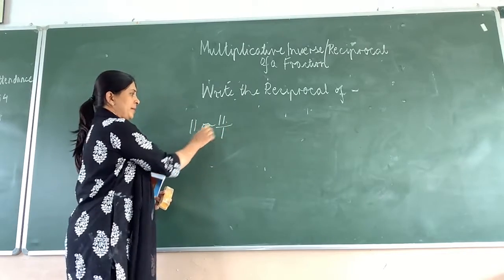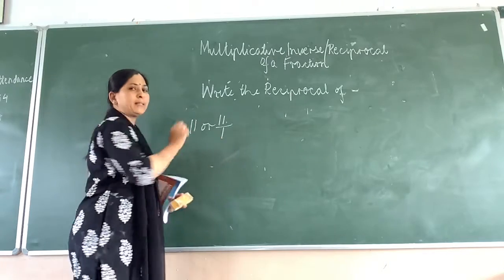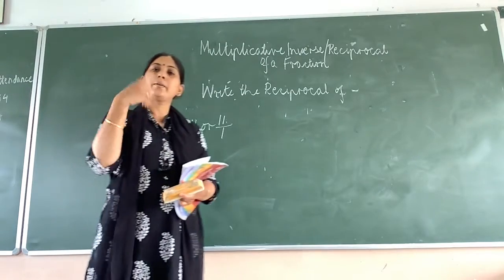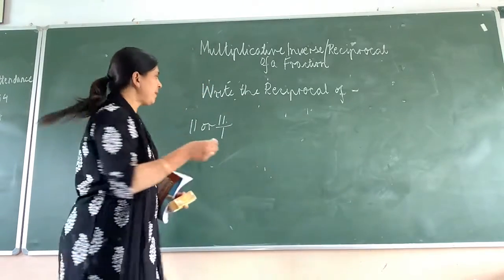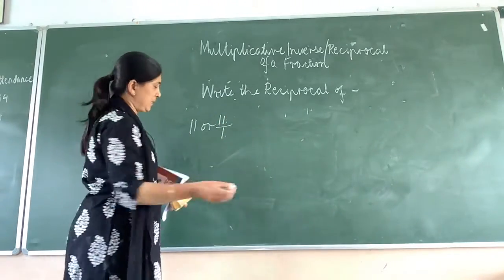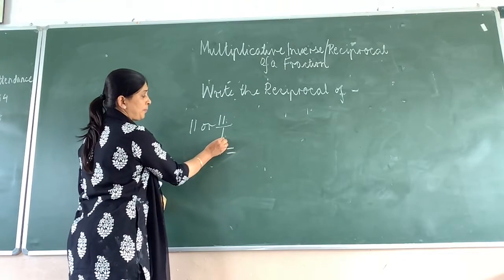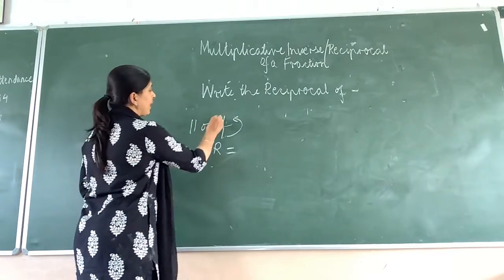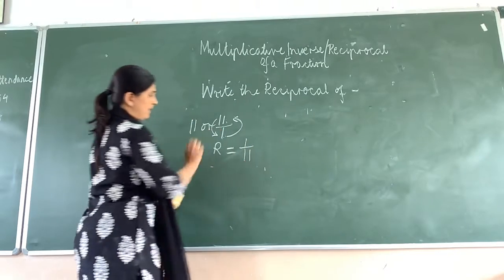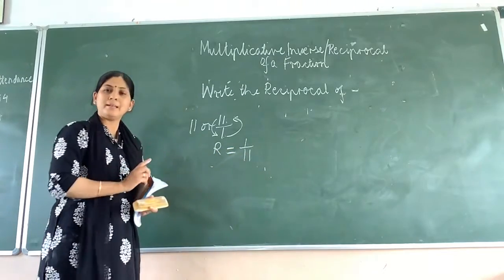11 can be written as 11 over 1. Now I want to write the reciprocal of 11 over 1. What will it be, children? To write the reciprocal, what do we do? We switch the numerator and denominator. The denominator will take the numerator's place and the numerator will take the denominator's place, isn't it? So it will be 1 over 11. So the reciprocal of 11 will be 1 over 11.